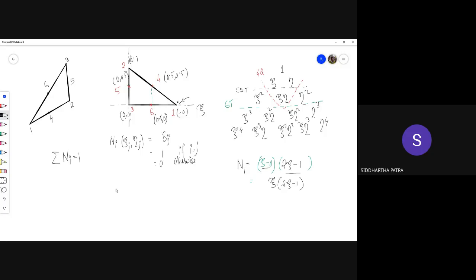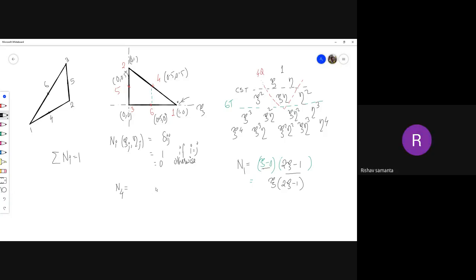So if I do N4, that is going to be 0 on the line 2 3 and 3 1. So every node other than node 4 is housed in these two lines, line 2 3 and 3 1. So what is the equation of the line 2 3?